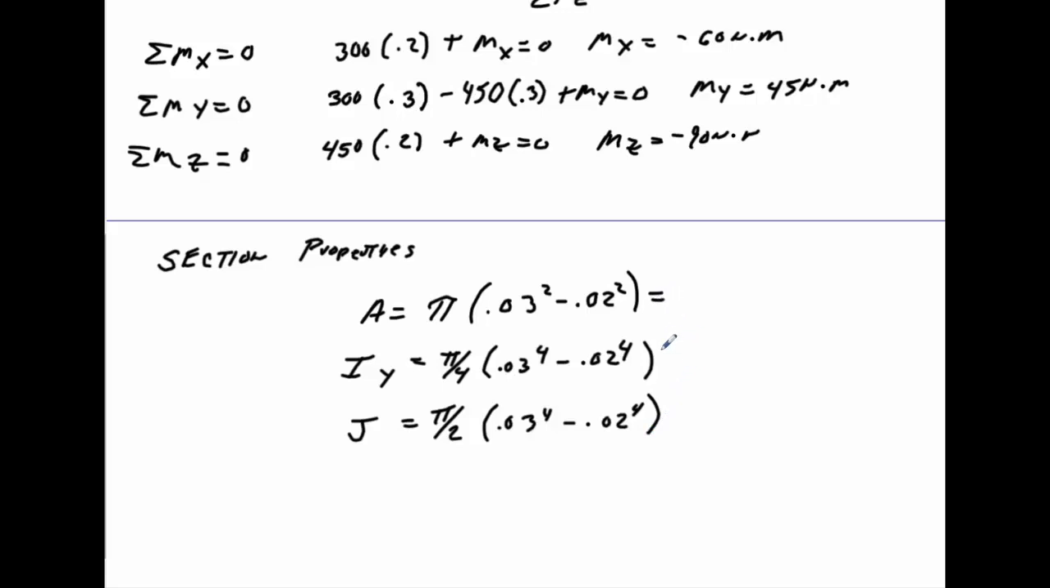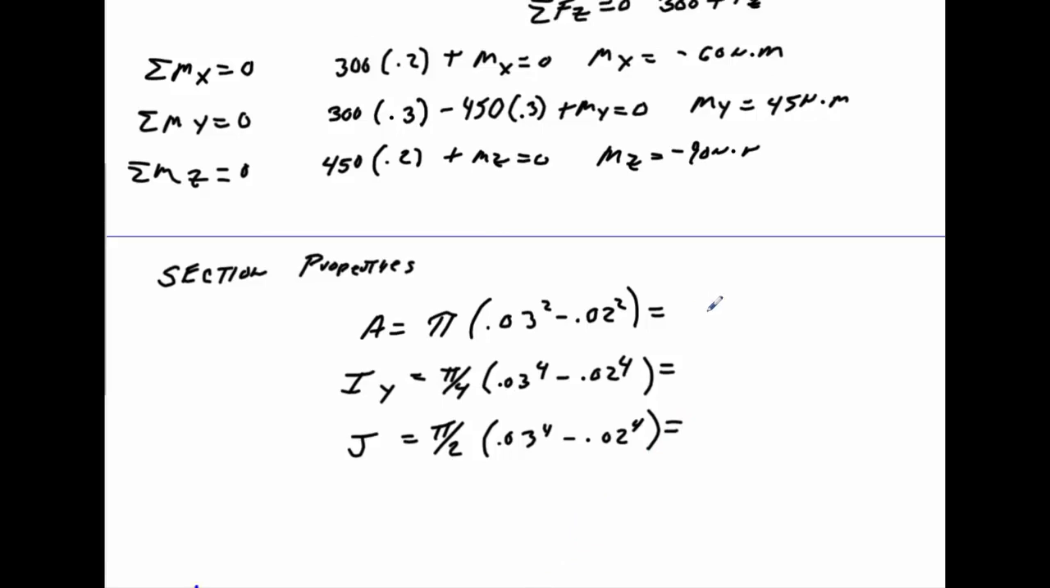Okay, and we will run those values very quickly. Okay, that's going to give us values here of 1.57 times 10 to the minus 3, and that'll be meters squared.